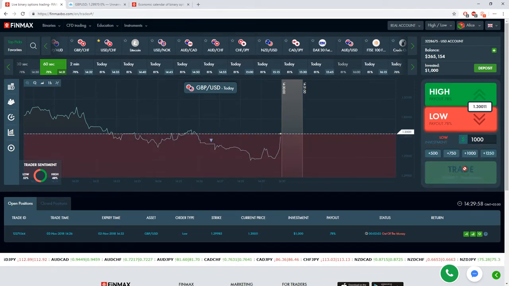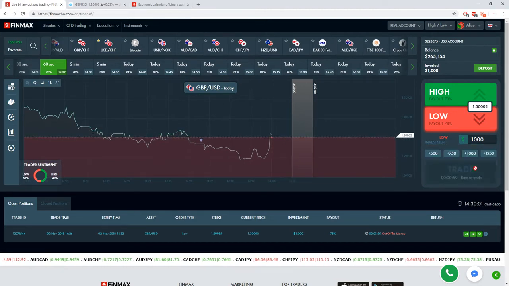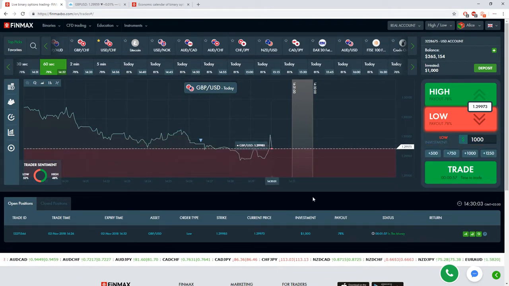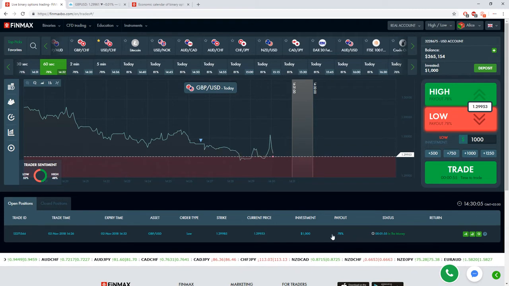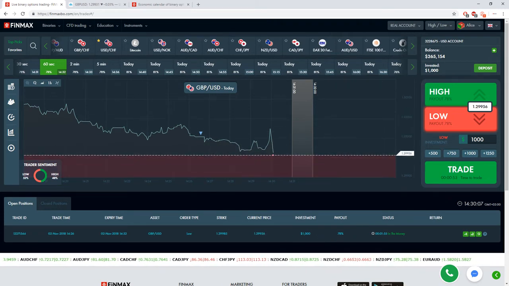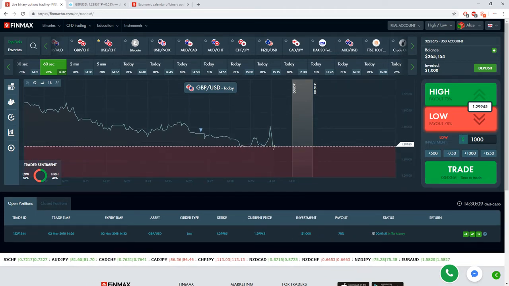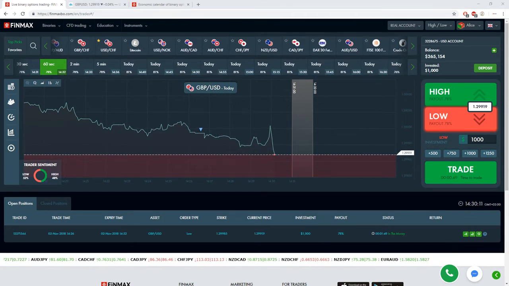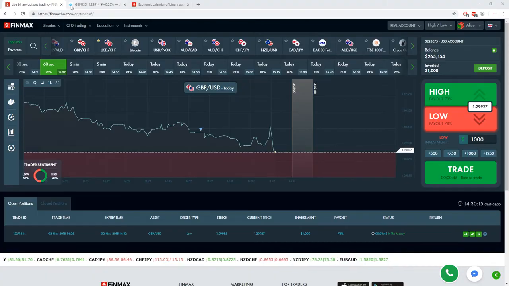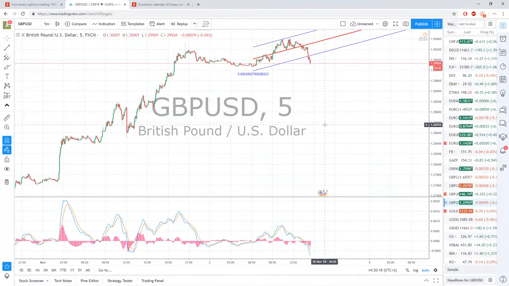As I said, high volatility didn't allow us to open the trade. So let's hope that this trade is going to be in the money. Let's see what we have on the market.